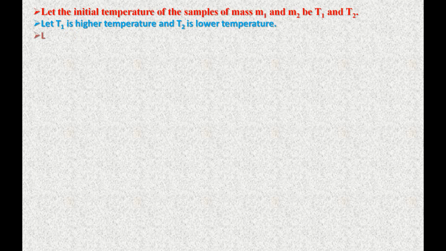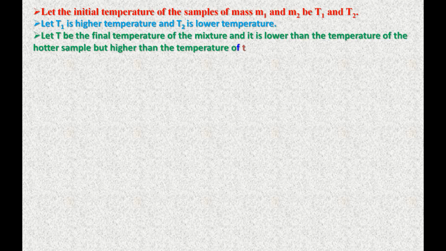You know, before this activity, T1 is 90 degrees centigrade and T2 is 60 degrees centigrade. That means T1 is the higher temperature and T2 is the lower temperature. Let T be the final temperature of the mixture, and it is lower than the temperature of the hotter sample but higher than the temperature of the colder sample. Here T means after mixing both samples in the big beaker, we observed a temperature of 70 degrees C. That is nothing but T.